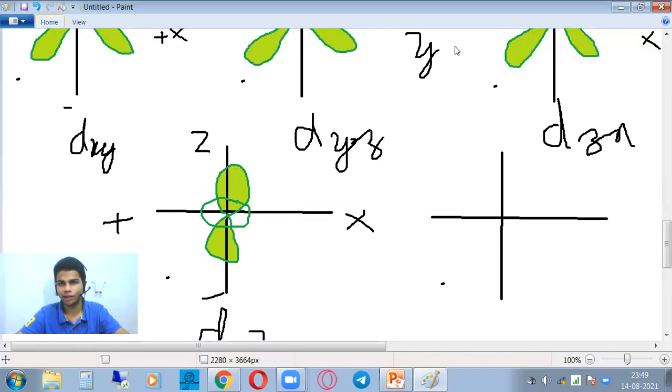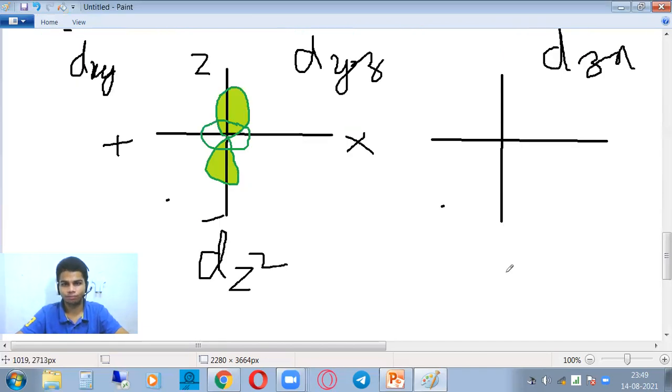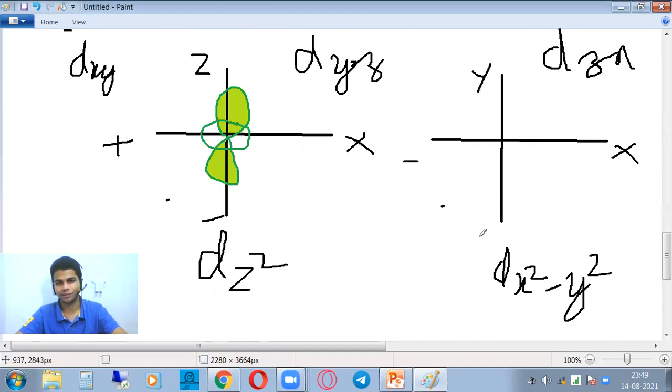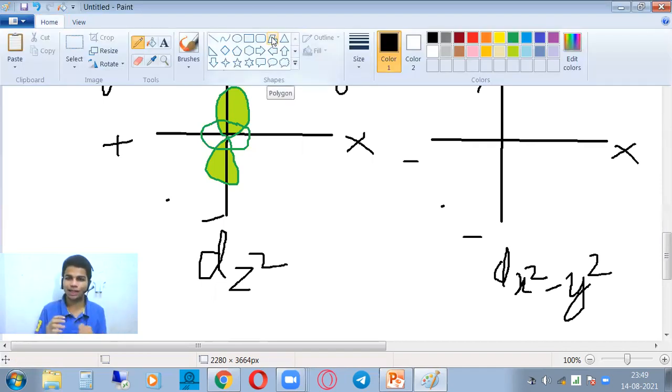Now let's study the last orbital, that is the dx square y square. It is also quite similar. You can see the x orbital here. This will be plus x, so this will be minus. If this one is the plus y axis, this will be minus y axis. Now what you need to understand is that only on the dz square and dx square y square can you find the electron on the axis. Apart from that, dxy, dyz or dzx, you are finding electron between the axis. So that is the difference between them.